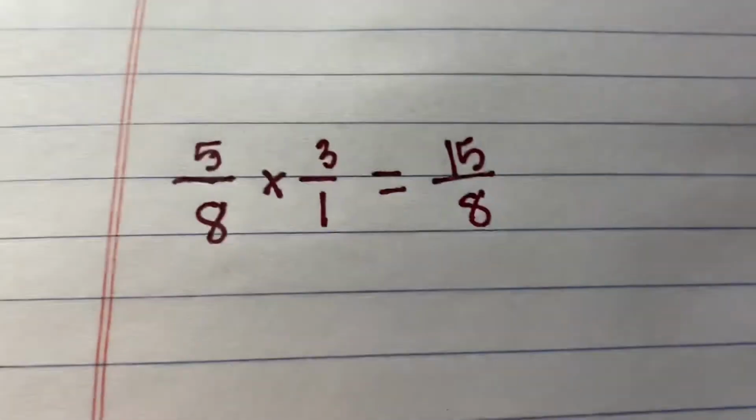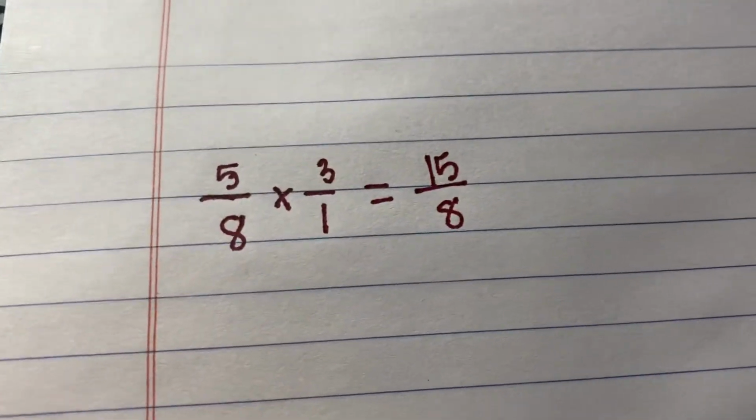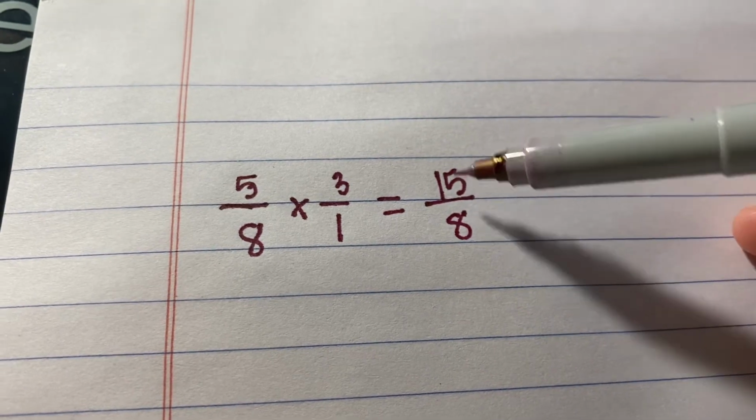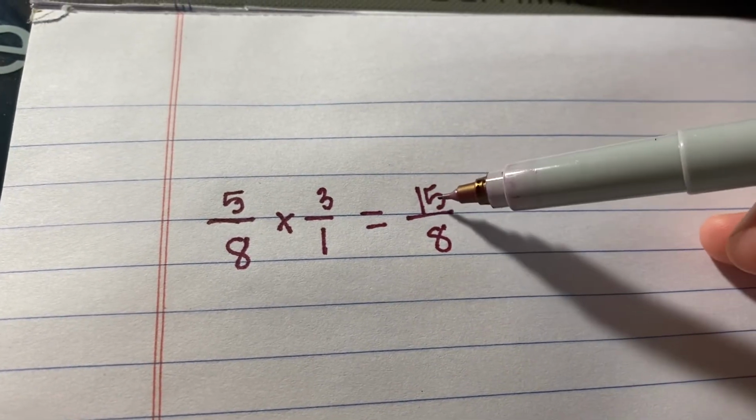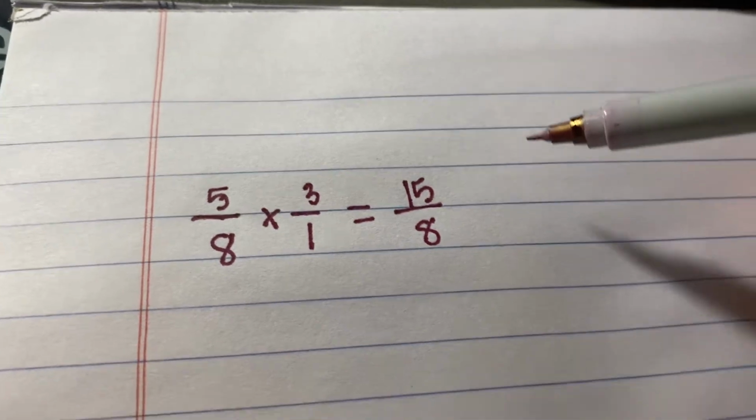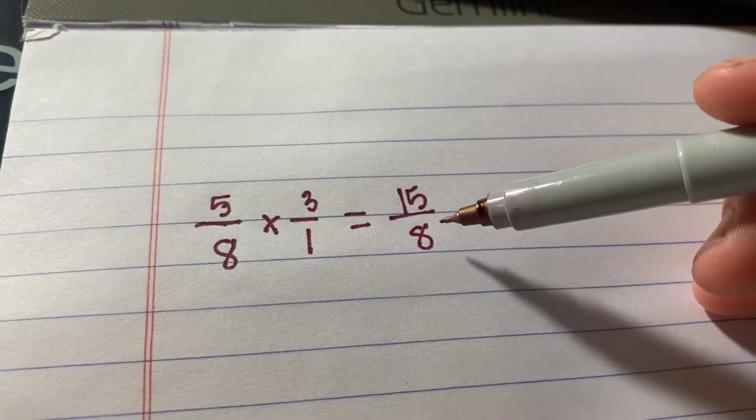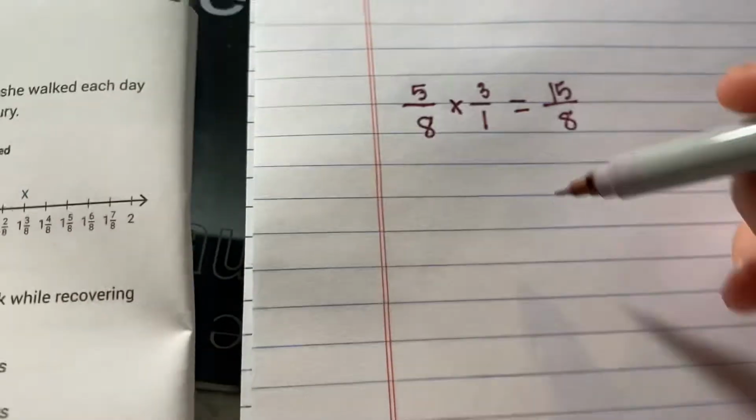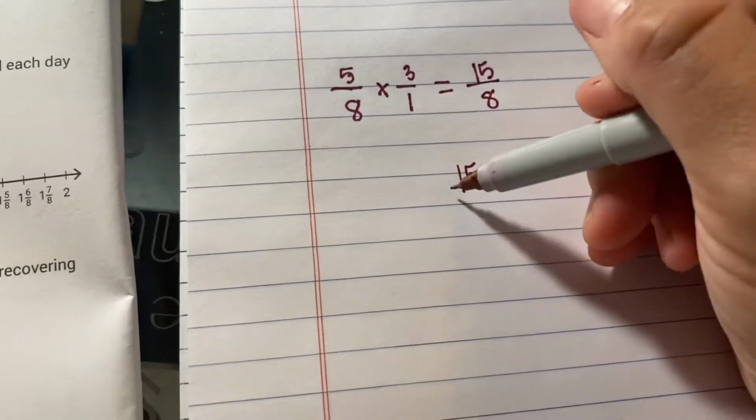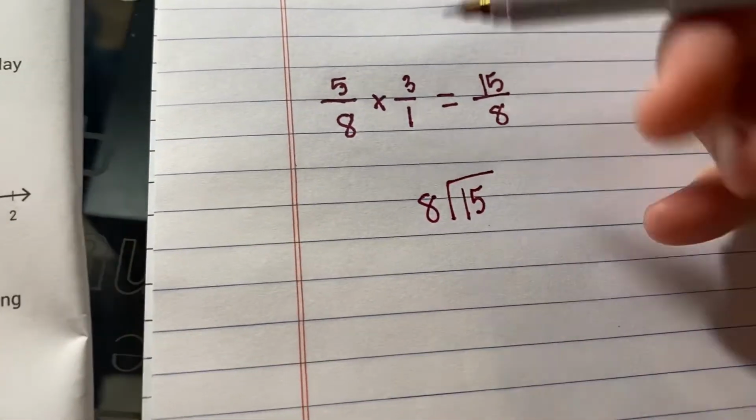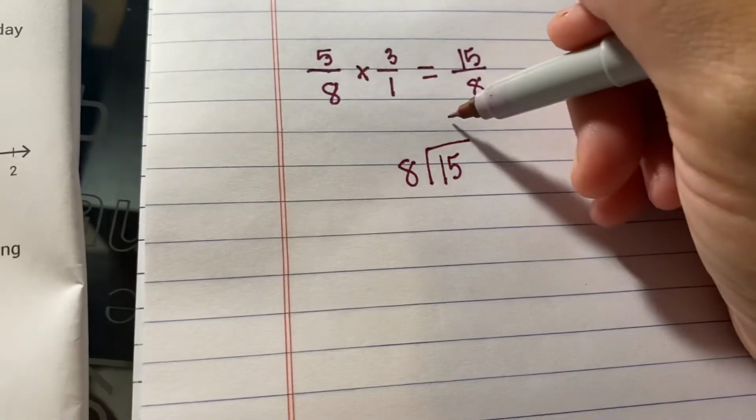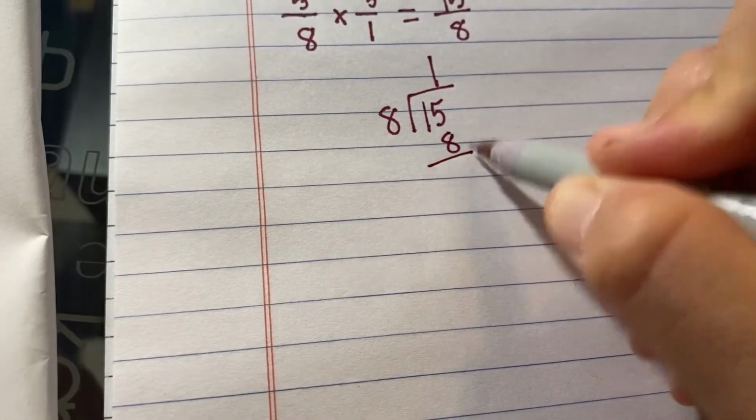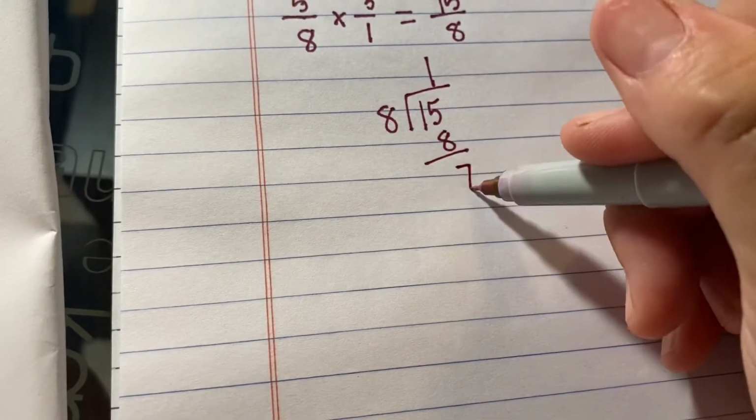Now, if you were in class on Friday, we talked about how this is an improper fraction. It's improper because we have a greater number on top than we do at the bottom. You can't have 15 out of 8, right? There's only 8. So we need to turn this back into a mixed number, and the way we do that is we divide. 15 divided by 8. 8 goes into 15 only one time. Then 1 times 8 is 8, and 15 minus 8 is 7.